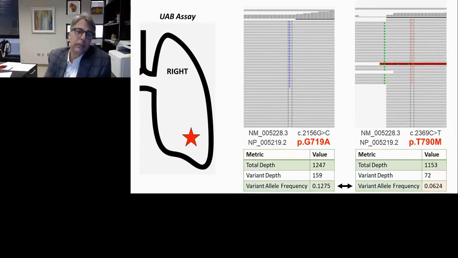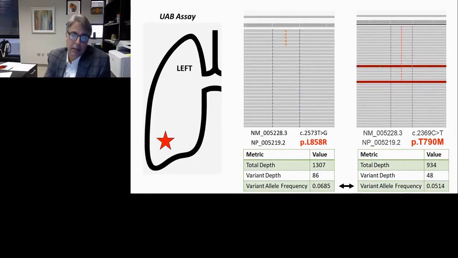So when we sequenced the contralateral lung, we found a different EGFR activating mutation, the L858R mutation at 6.8% allele frequency. And again, the same T790M mutation at around the same variant allele frequency.